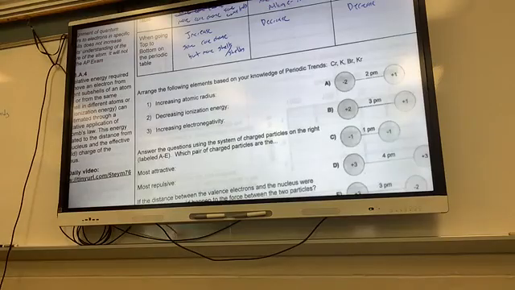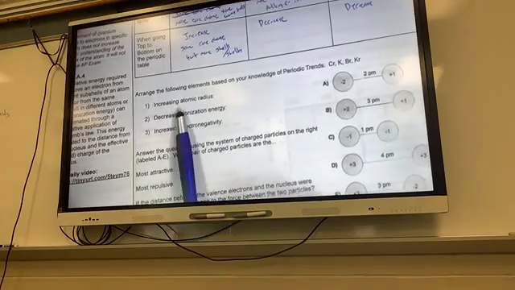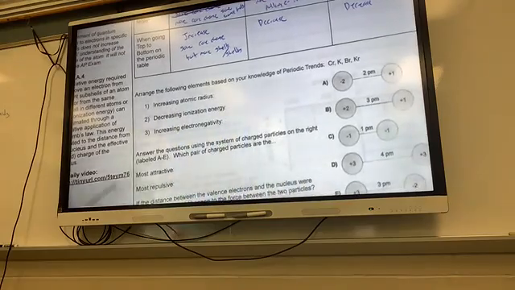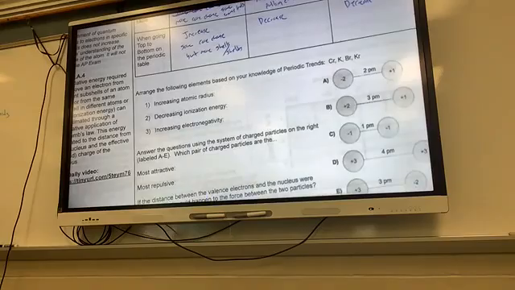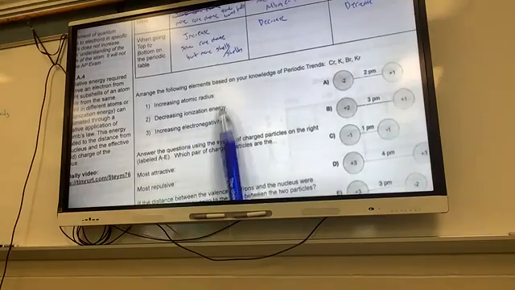We're doing small to big on this one, big to small on this one, and small to big on this one. So 2 and 3 should be opposites.